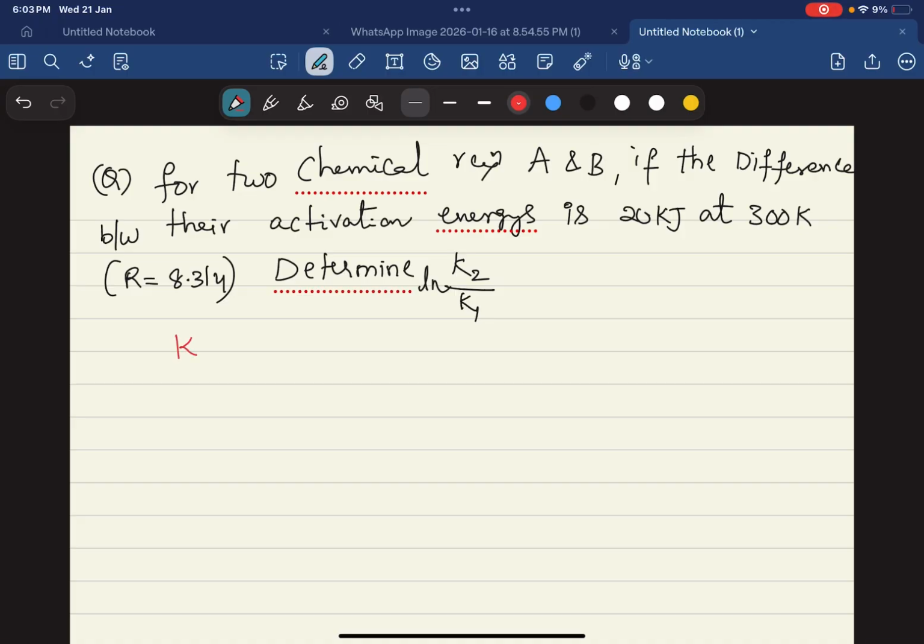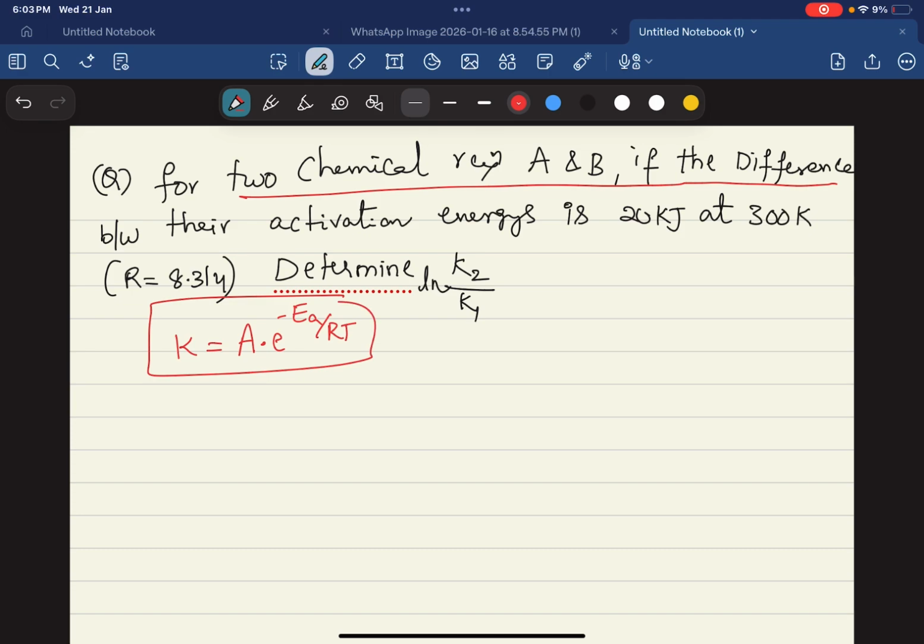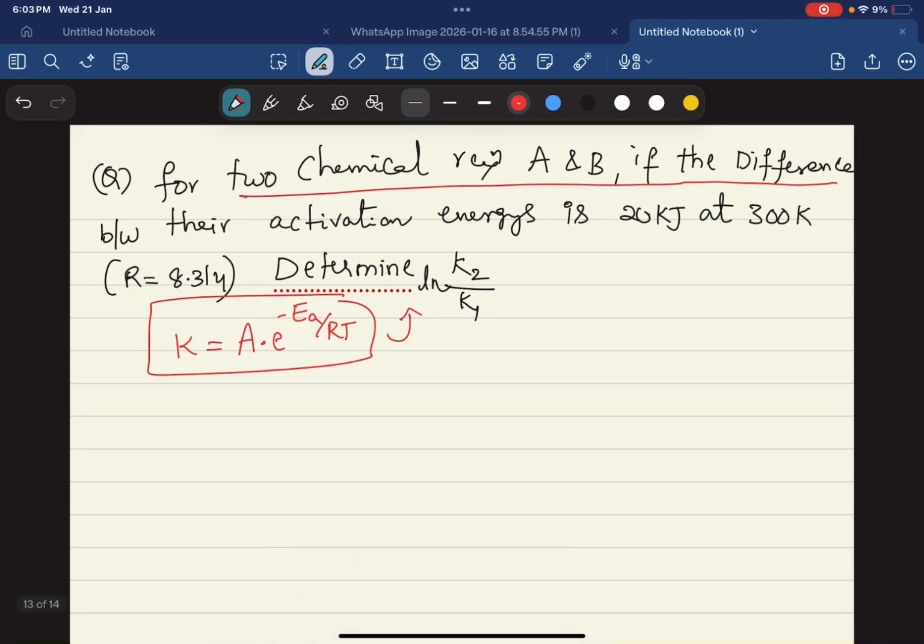Coming to the next question. This is a very important model: the Arrhenius equation, they ask it every time. So the Arrhenius equation is K equals A into e power minus Ea by RT. This is the main formula applicable for this question. They have given two reactions. For reaction A, you can take K1 equals A, the Arrhenius constant being the same, into e power minus Ea1 by RT. Similarly for reaction B, we get K2 equals A into e power minus Ea2 by RT, students.